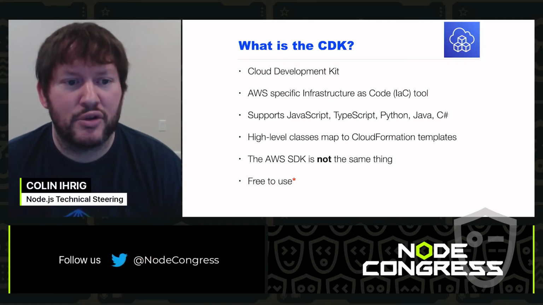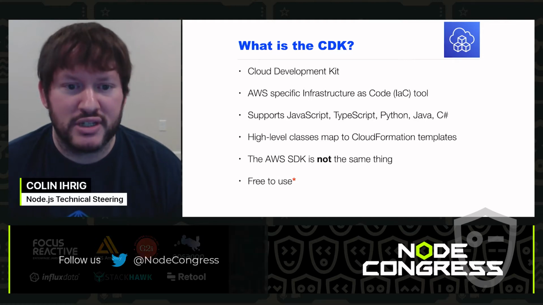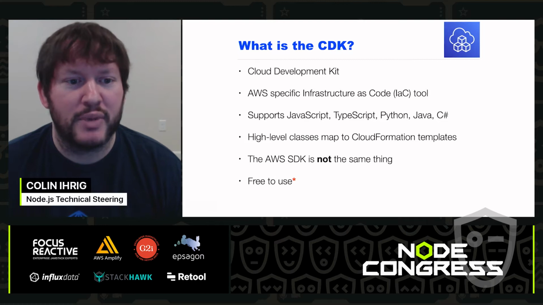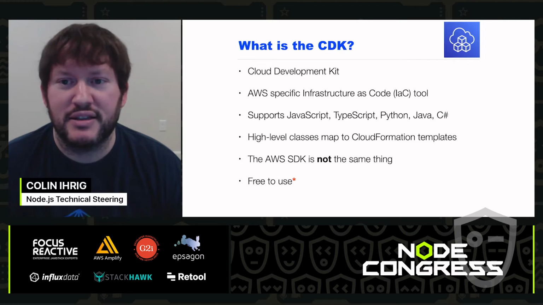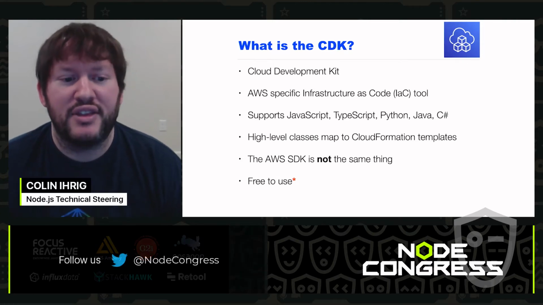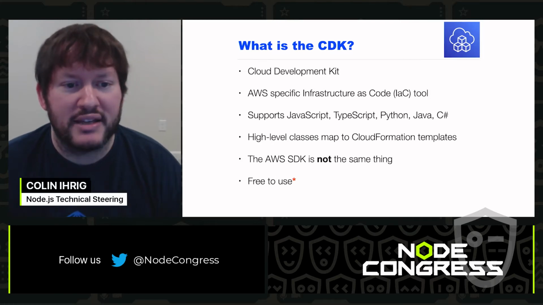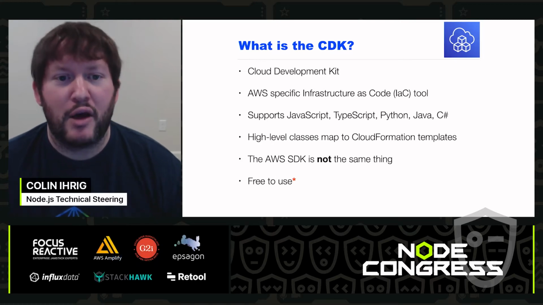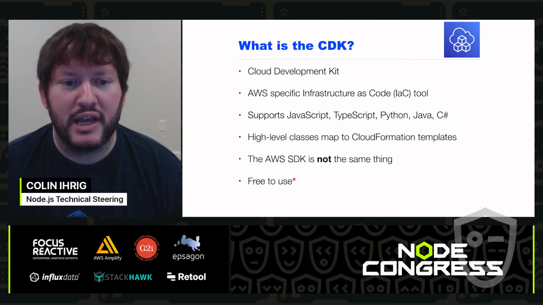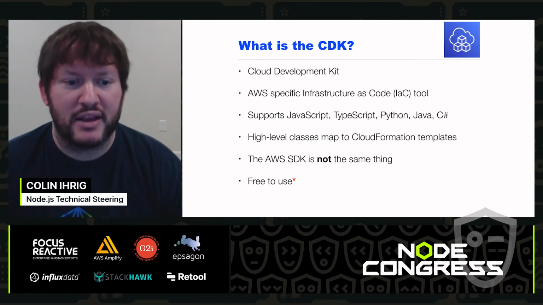And the way that it works under the hood is that high-level JavaScript or TypeScript classes map to these things called CloudFormation templates, which I'll talk about again in a couple minutes. If you've used the AWS SDK in the past, the CDK is not the same thing. The AWS SDK is used for making simple API calls, whereas the CDK is actually able to maintain state about your application, allowing you to update it and redeploy it without having to go through the same checks that you would if you were just making direct API calls.